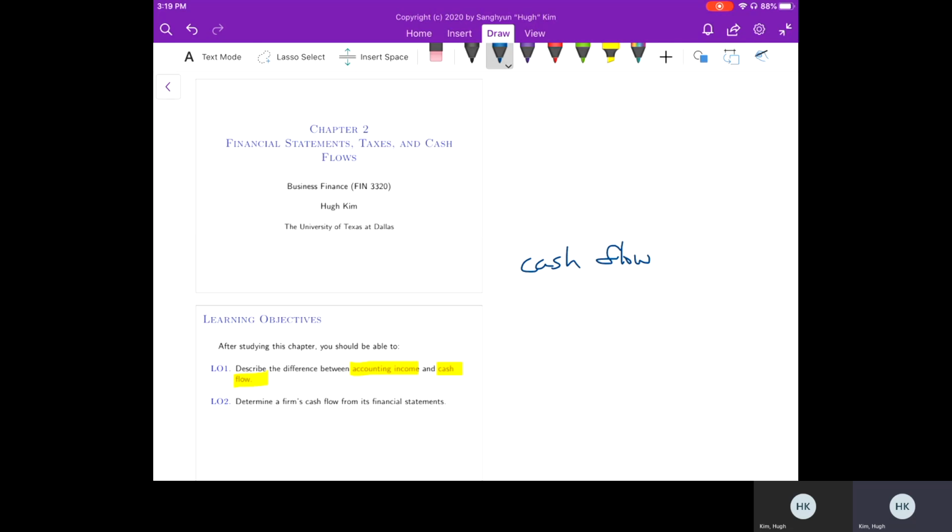is defined as the difference between the amount of dollars that came in minus the number of dollars that went out. Dollars in minus dollars out. And accounting income, which you can find in the bottom line of the income statement, does not really reflect cash flow. So in this chapter, we're going to learn how to determine a firm's cash flow from its financial statement.